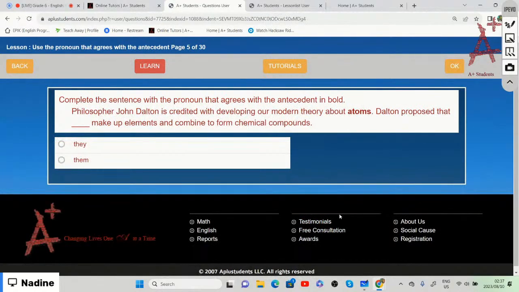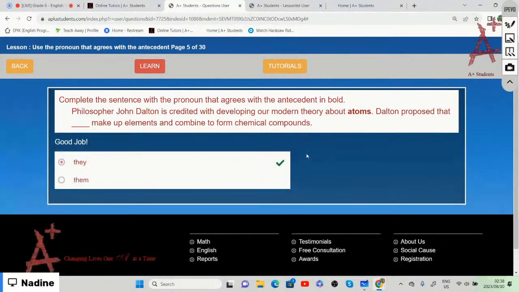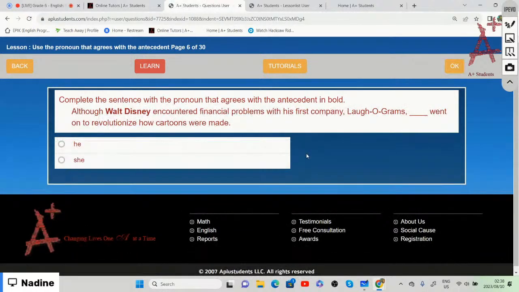Philosopher John Dalton is credited with developing our modern theory about atoms. Dalton proposed that, is it they make elements and combine to form chemical compounds, or them? So we can say they and not them, right?